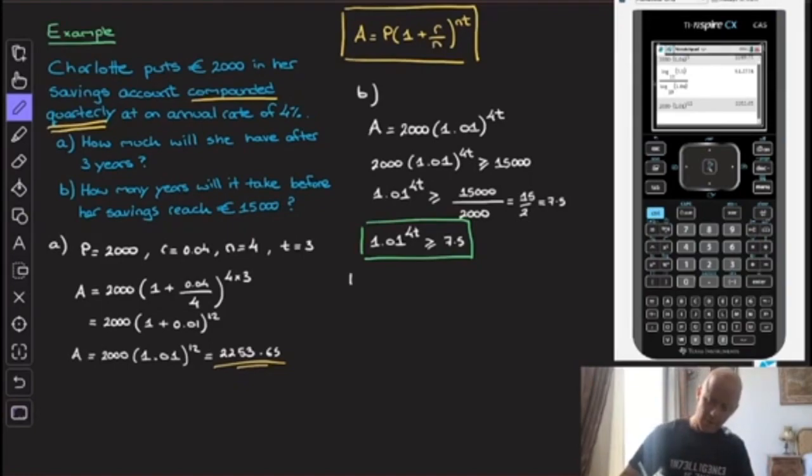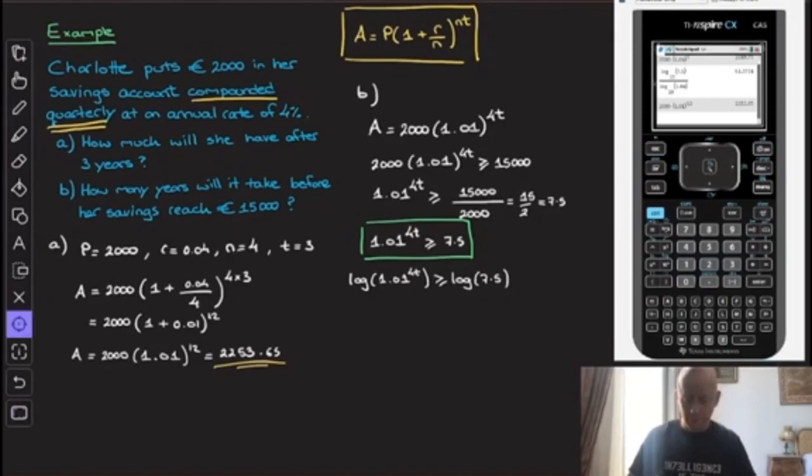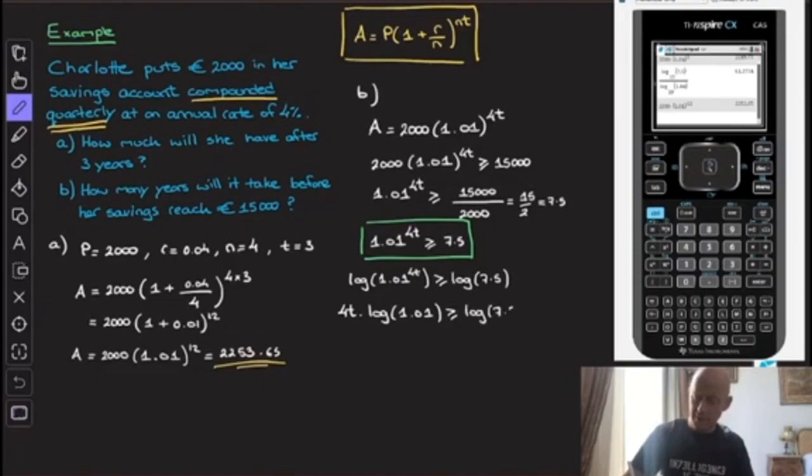Remember, when I don't write the base, assume it's base 10. So I go ahead and say, log of 1.01 raised to the power of 4t has to be greater than or equal to log of 7.5. I use the power rule for logarithms. Remember, I can take this 4t outside from the exponent position and place it as something multiplying this. And that would be 4t times log of 1.01, and that's greater than or equal to log of 7.5.